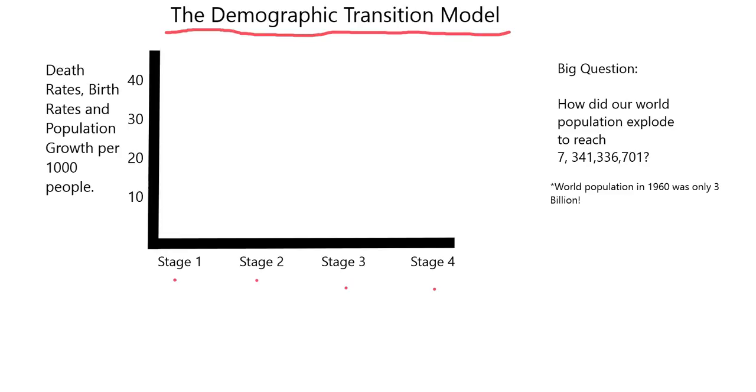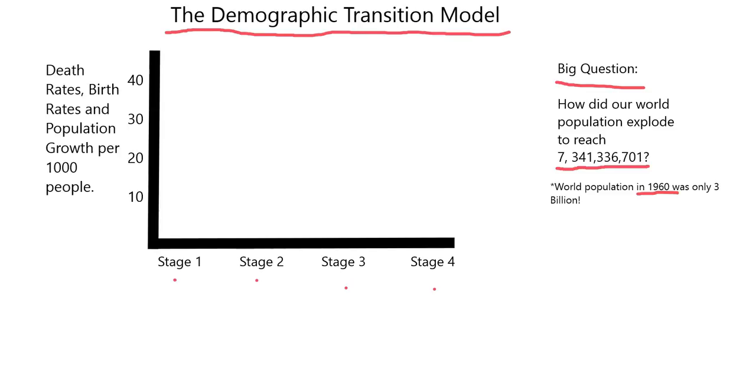So our big question is, how did our population explode to 7,341,336,701? So that's an extremely large population. And if you take a look over here at our world population, 1960, our population was only 3 billion globally. So most of this has happened in the past few decades. Most of our total population globally is very new. It's fresh. So why is this population explosion taking place?